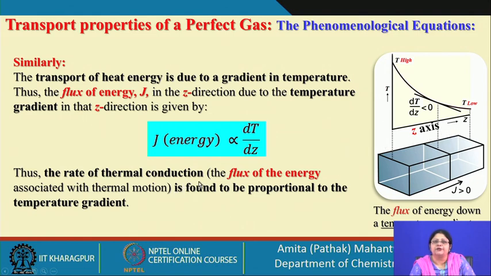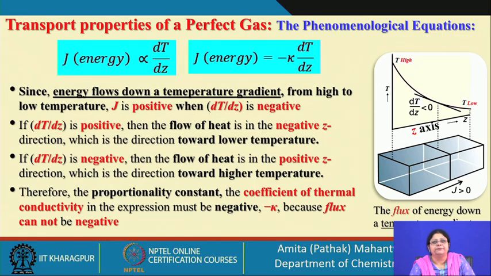The rate of thermal conduction: we were talking about diffusion in the transfer of matter or flow of matter, what we are talking about here is the rate of thermal conduction. That is the flux of energy associated with the thermal motions of the molecules, because as you add energy, we have heat, and the thermal motions increase. So the flux of energy associated with these molecules which are vibrating or moving due to temperature is found to be proportional to the temperature gradient.